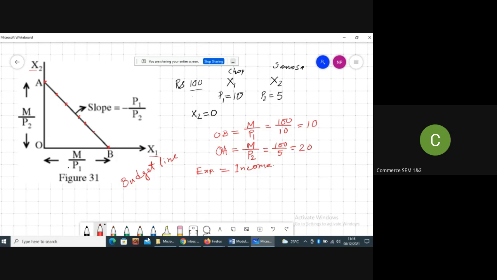I'm not asking you to take X1 equal to 10 or 20, X2 equal to 20. So don't take these things. So just assume the amount of consumption of X1 is unknown, which is equal to X1. So what will be your expenditure on commodity 1?